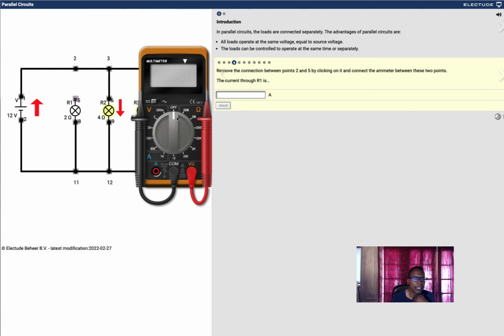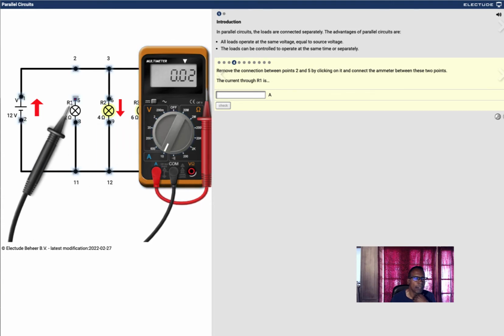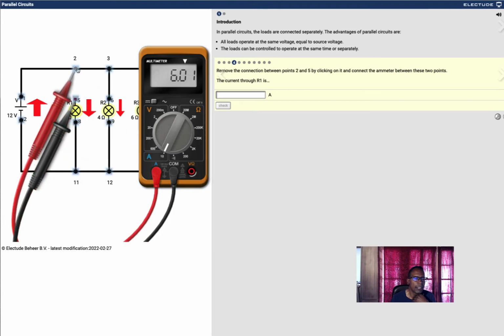But anyway, let's see what they want. Let's go here. Amperage. Set on amps. Fit this here. Fit this here. You can see 6 amps. Ohm's law is correct. 6 amps.